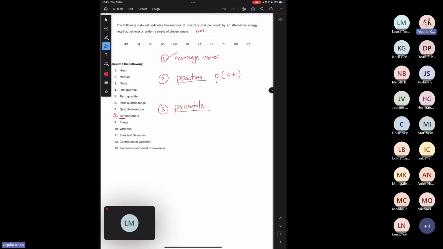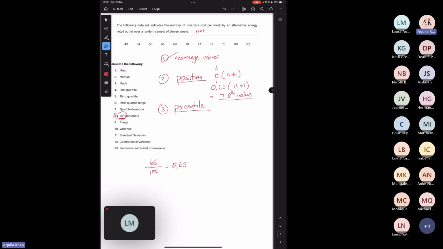In this case, they are rearranged. We're done with it. The second step is your position. So P in this position is the number 65, but as a decimal. So that's 0.65. Basically, just take 65 and divide it by 100, and you'll get it to decimal format. So that's 0.65. So once you have that, it's multiplied by n, which is 11, plus 1. So the position is then 7.8. Basically, you're looking for the 7.8 value in your data set.